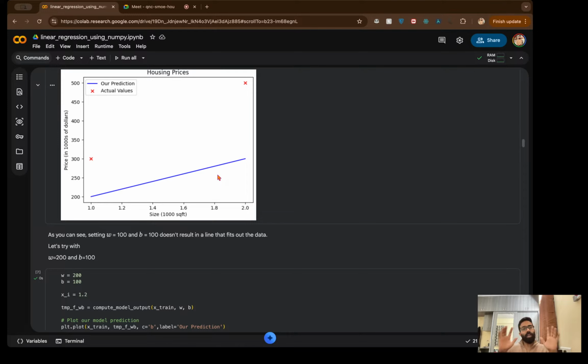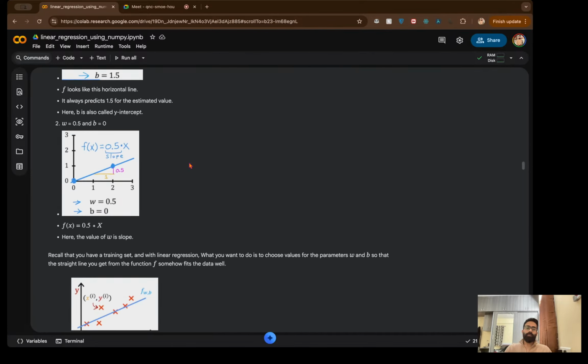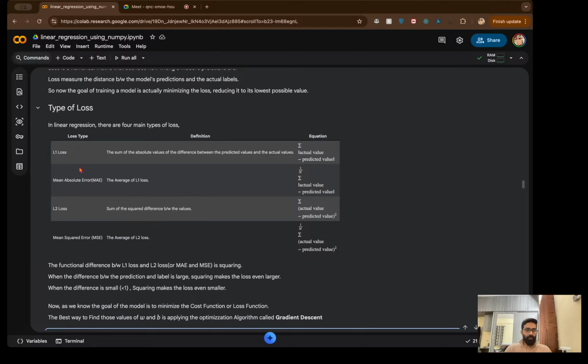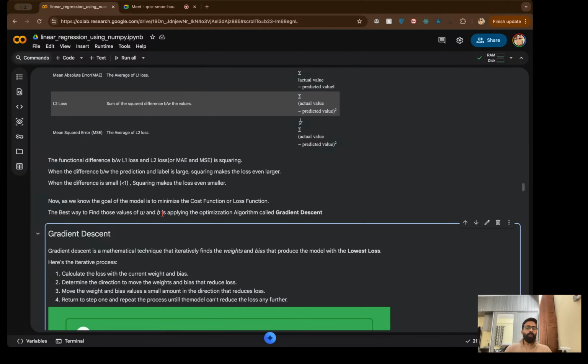And there are many different types of loss functions for different types of machine learning models. But as we are only learning linear regression, in linear regression we have only four types of loss functions: L1 loss and L2 loss, and there is mean absolute error and mean squared error. So our goal is to minimize the loss function.